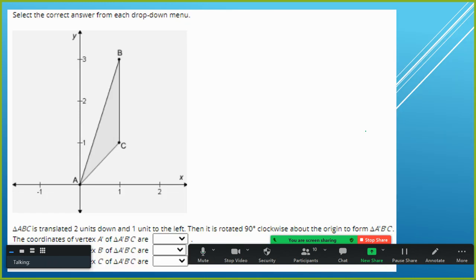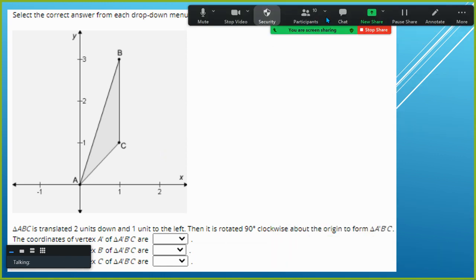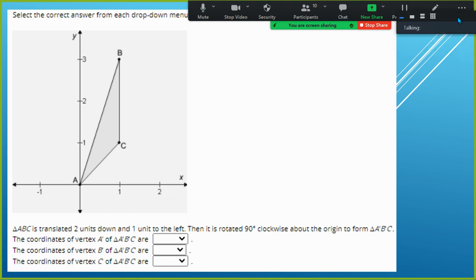Actually, not that one. Here's a good example. I just took it straight from the mastery test so you could see what it's like. So they give us a graph with triangle ABC graphed out.